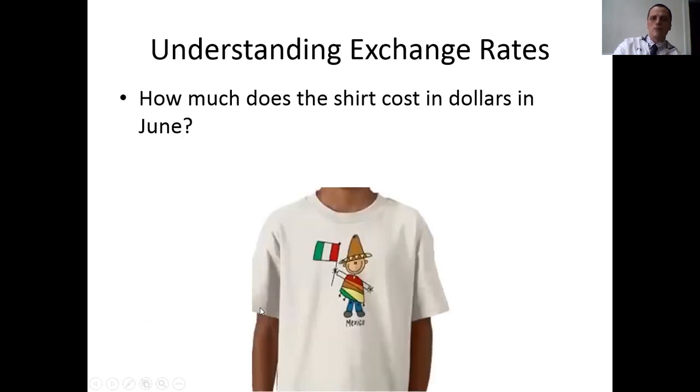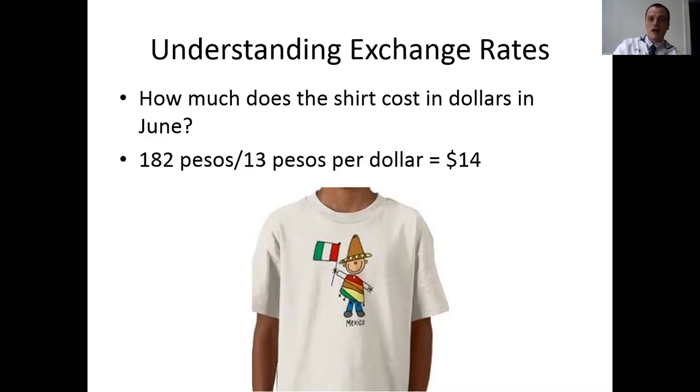So how much does the t-shirt cost in dollars in the month of June? Well, this is how we would calculate it. 182 pesos divided by 13, because again, it's 13 pesos per dollar, is about $14. So a t-shirt, 14 bucks ain't bad. It's tough to get t-shirts, especially souvenir t-shirts, for better than that.